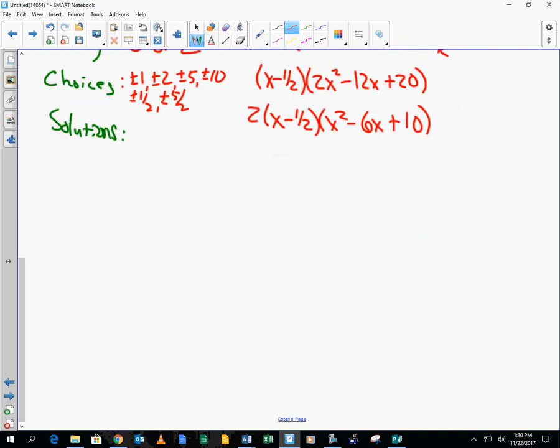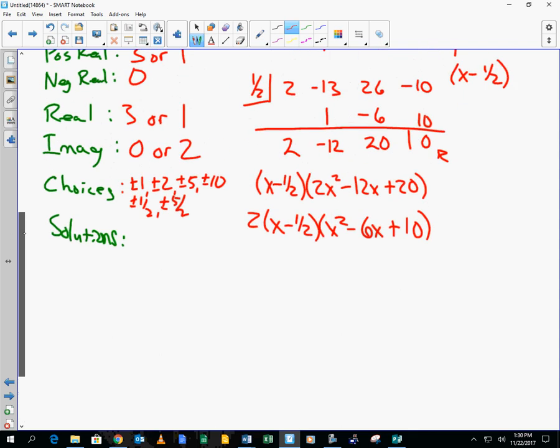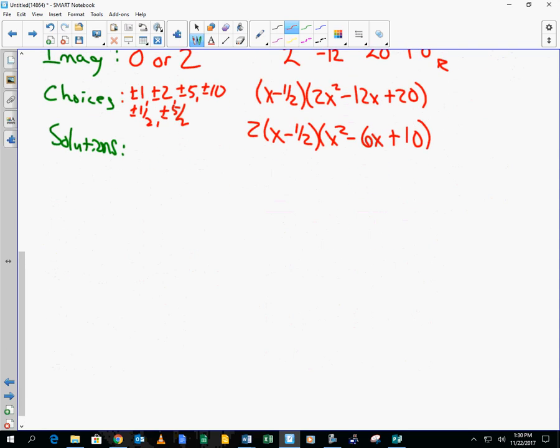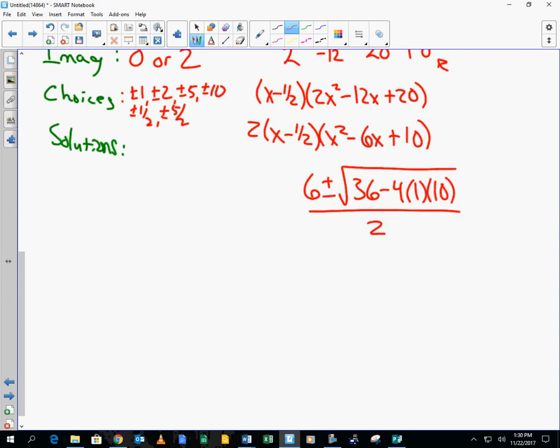Are there two numbers that multiply to positive 10 to add a negative 6? There are not. And we already know from our work here that we came up with one positive real, that we could very well come up with two imaginary. So the fact is, using the quadratic formula is an option that might come up. 6 plus or minus the square root of minus 4 times 1 times 10, all divided by 2. 6 plus or minus.